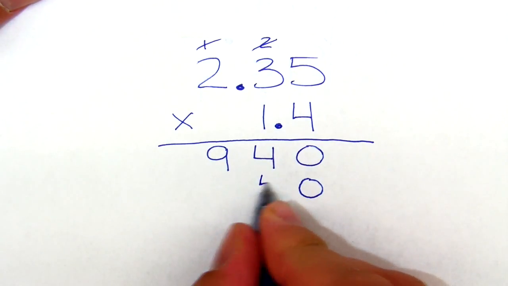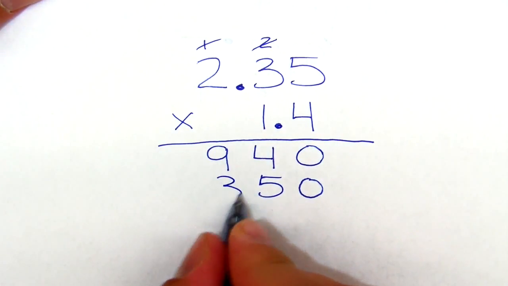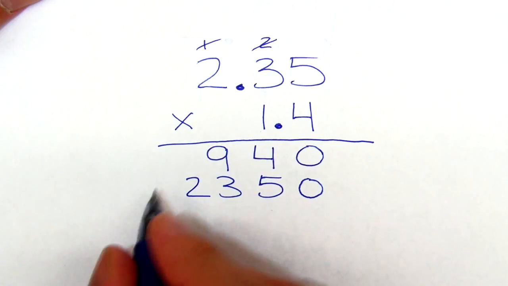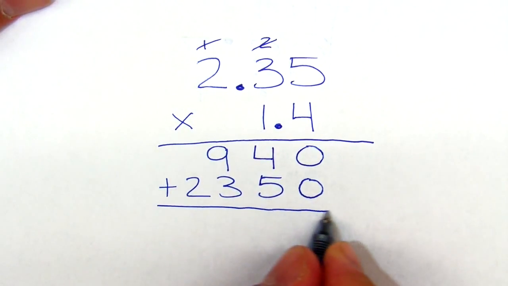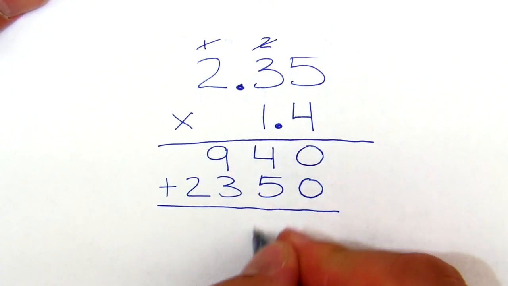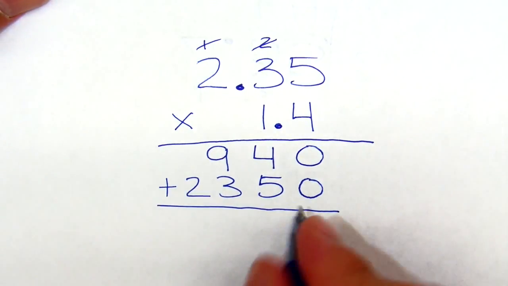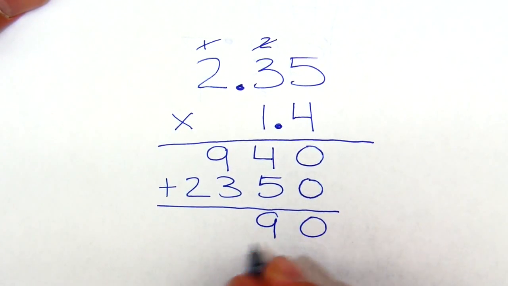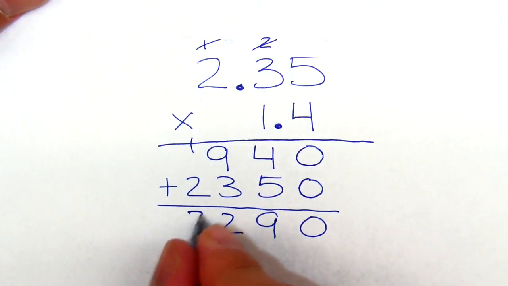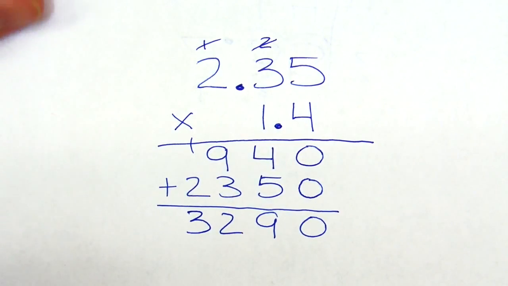1 times 5 is 5. 1 times 3 is 3. 1 times 2 is 2, okay? We're then gonna add these two partial products. Notice how I have everything in nice, neat columns, right? And I'm gonna go ahead and add. 12 and 3, okay?